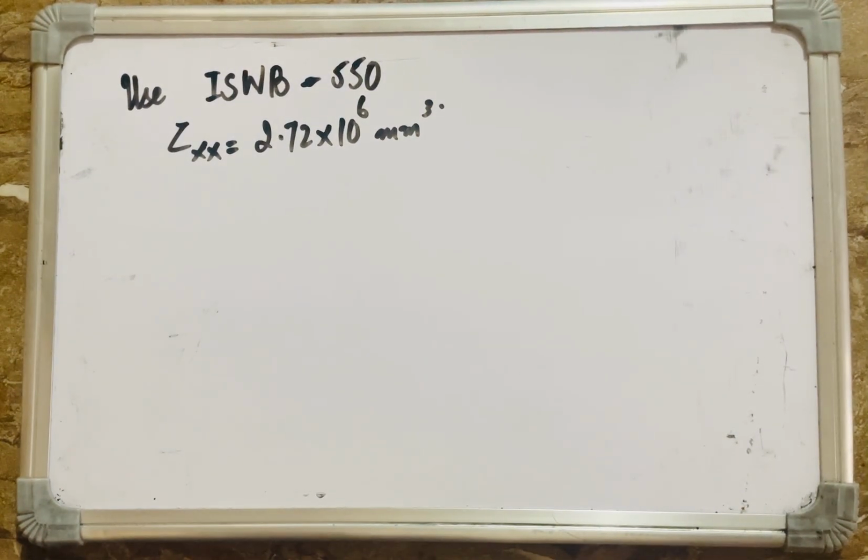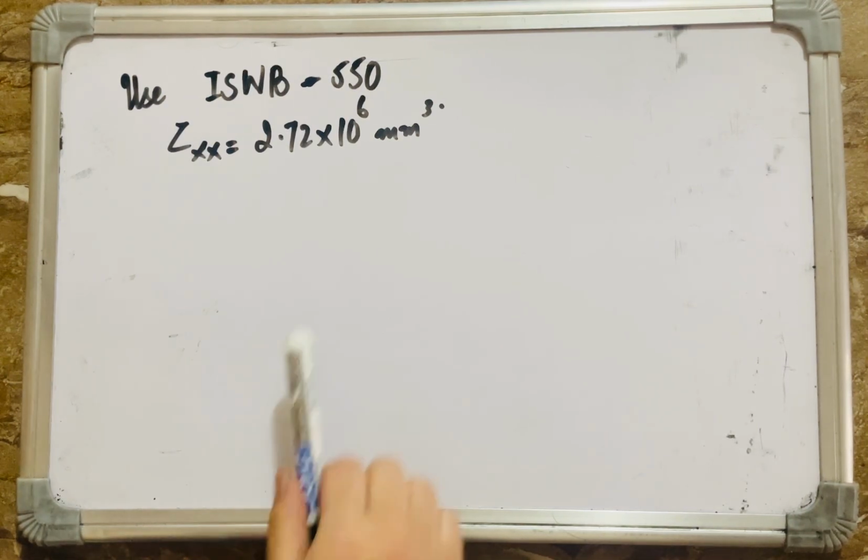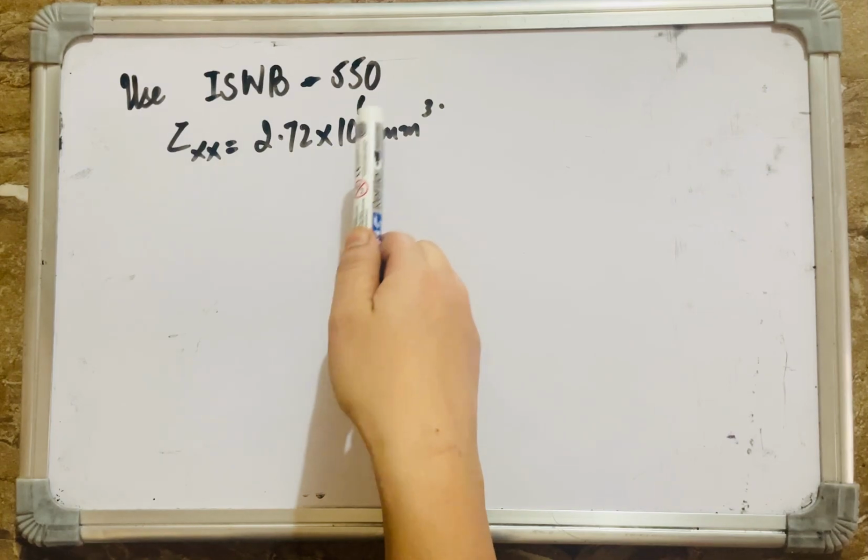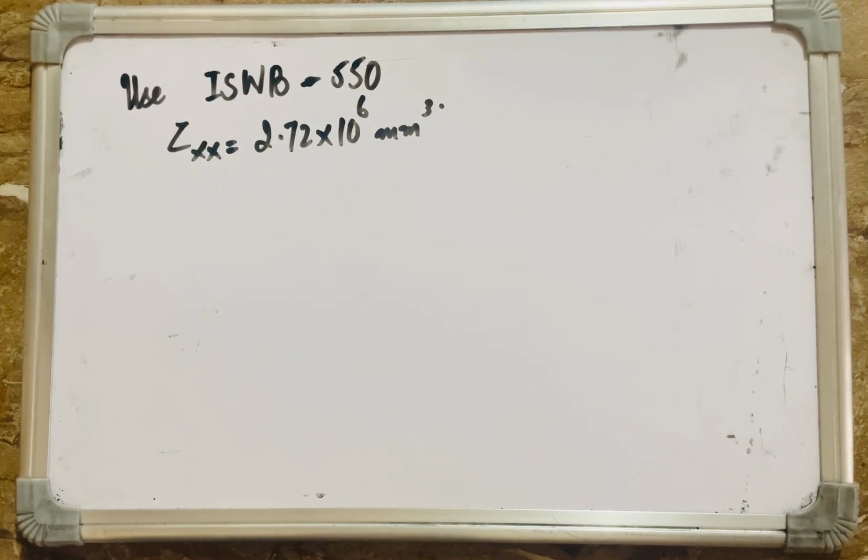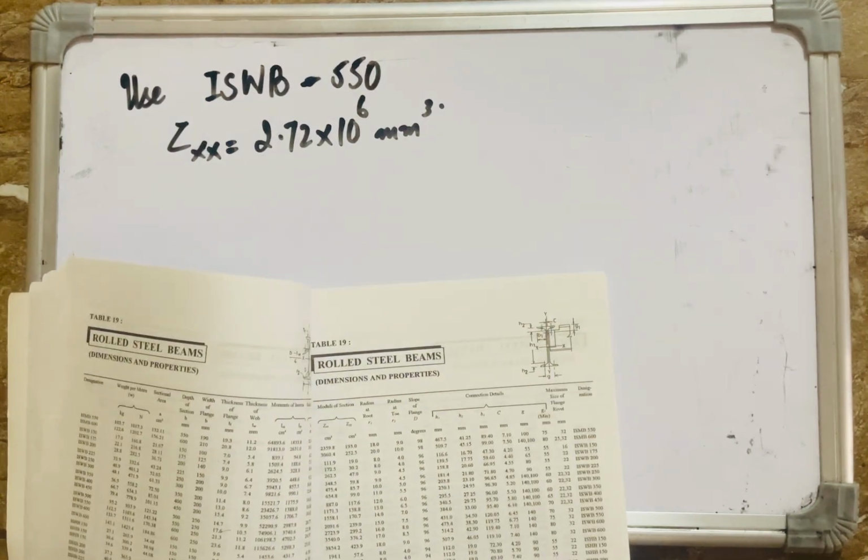How much was the requirement for my section modulus? It was 2.63 × 10^6. I have used 2.72 × 10^6. That is my section modulus for my Indian Standard Wide Flange Beam 550. So that is good enough for my stringer beams that I am designing. All right. Now let's calculate some of the parameters of the same beam.